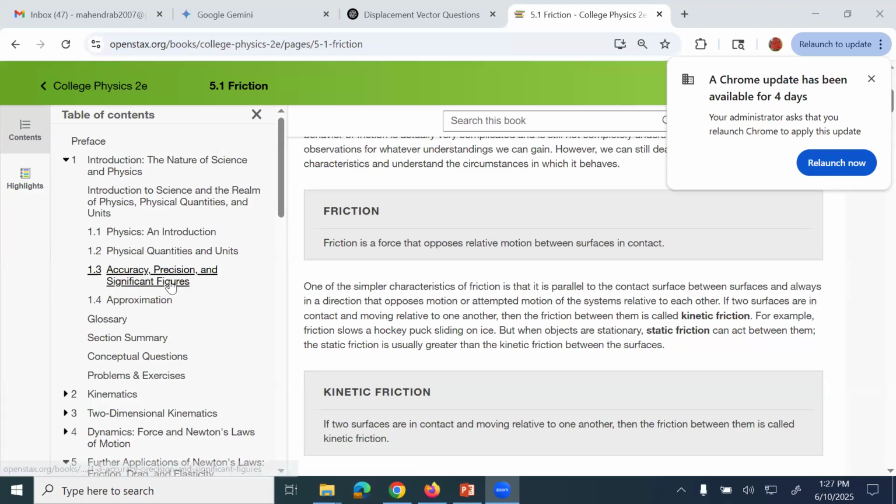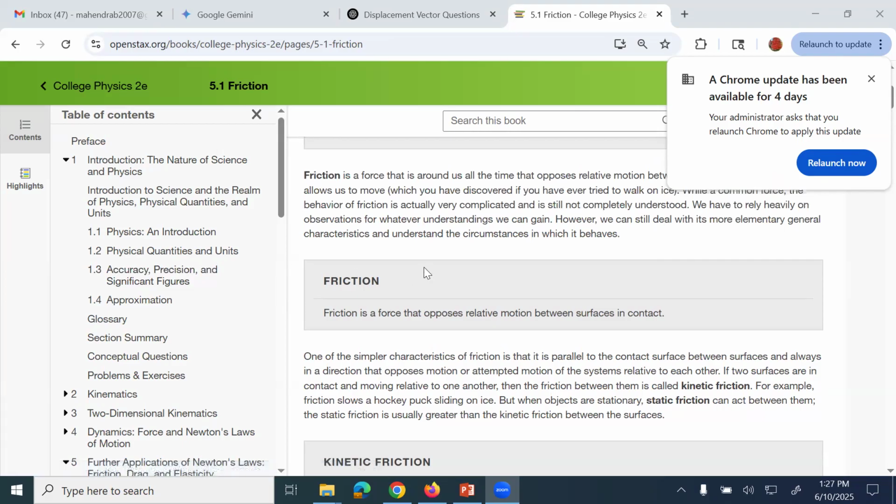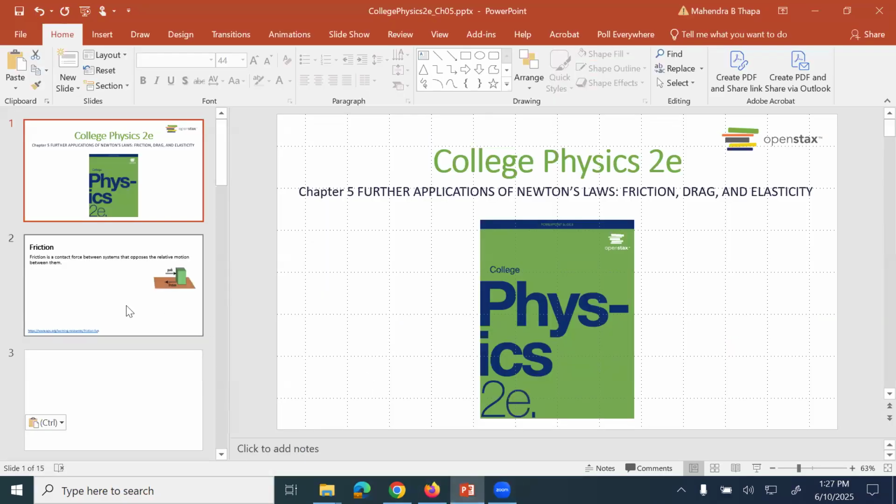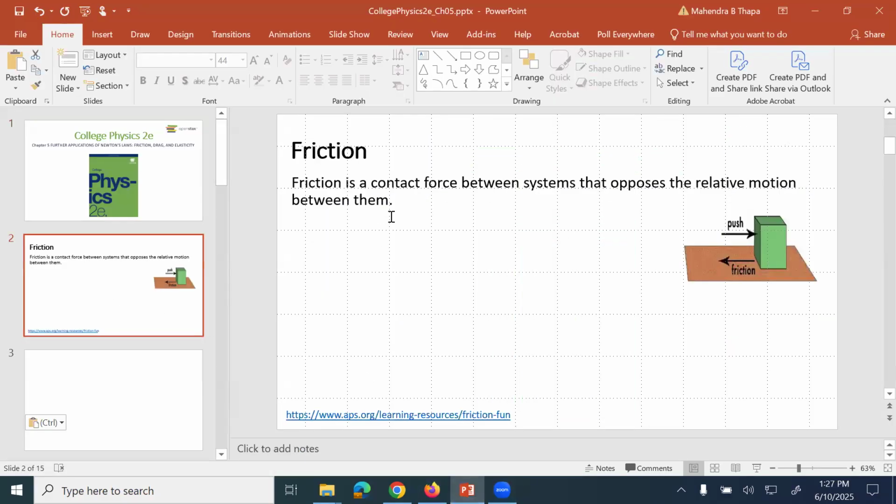This is chapter 5, and in this chapter we are talking about friction. Friction is a contact force between systems that opposes the relative motion between them. So let's just start with an example.